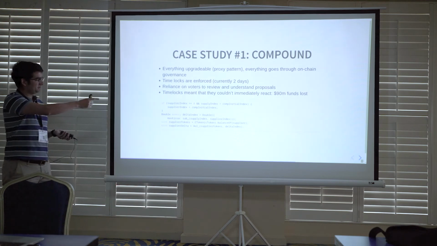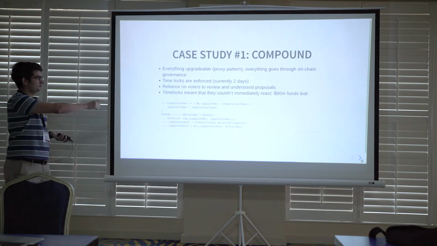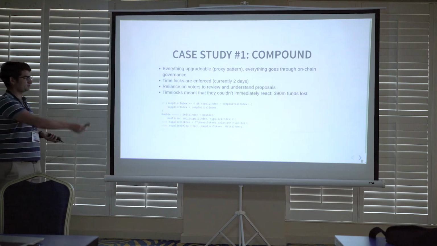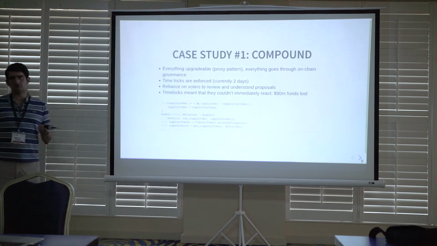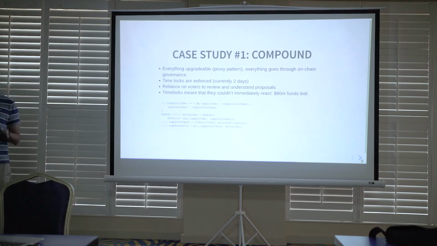Because of this, the supplier index would not be set to the current index, and this would result in some huge delta here and distribute tons of tokens to the user. This resulted in, I think, something around $90 million worth of rewards being distributed.